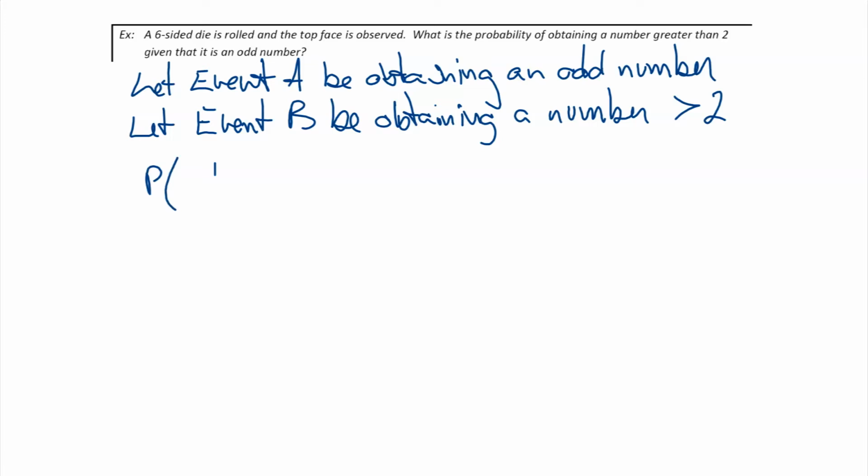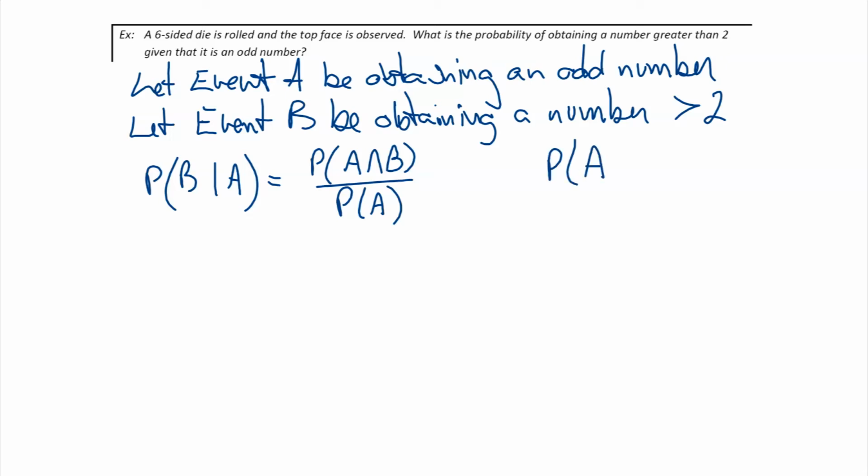So we're given the odd number, and we're looking for event B, the probability that the number is greater than 2. Using the formula that we were just given, the probability of A intersection B divided by the probability of A will give us the result that we're looking for. So we need the probability of A and B, and we do that separately. Probability of A and B is equal to the probability of A times the probability of B. So let's break this down.